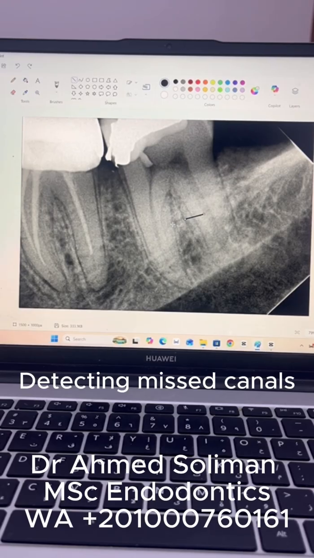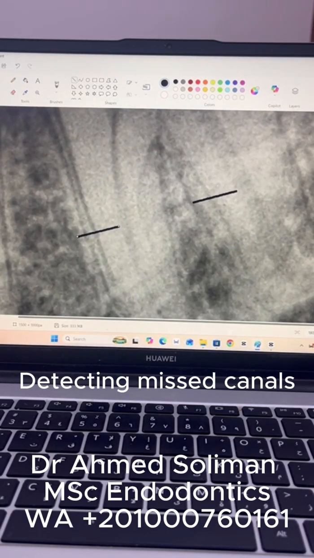This mesial root, if I measure from here to here, and compare it with the other side, you will notice immediately that we have this extra length here. So this is not equal to this. This makes me doubt that I have only one canal in this system.